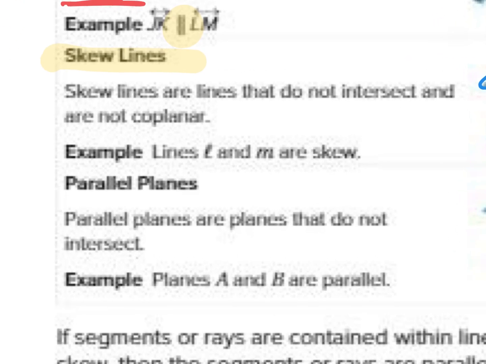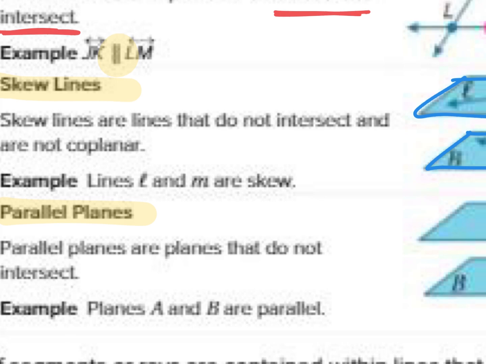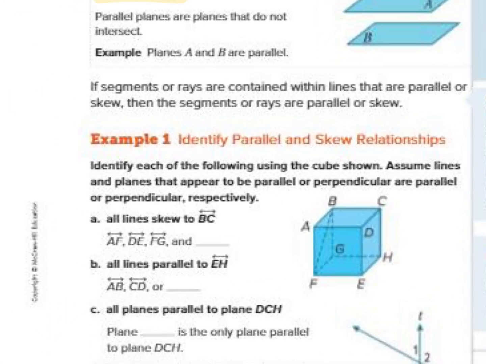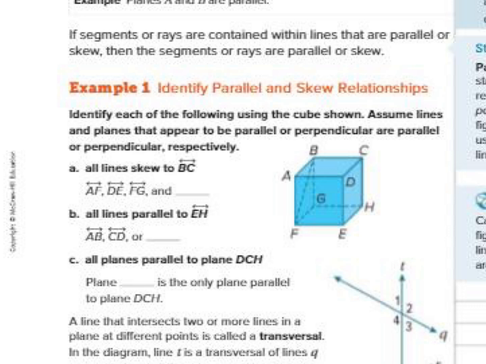Parallel planes are just planes that do not intersect. Okay, so it's similar to the parallel line definition, but now applied to planes. Okay. So let's look at example 1. Here we are practicing identifying parallel and skew relationships. So that first question says, identify all lines that are skew to line BC.